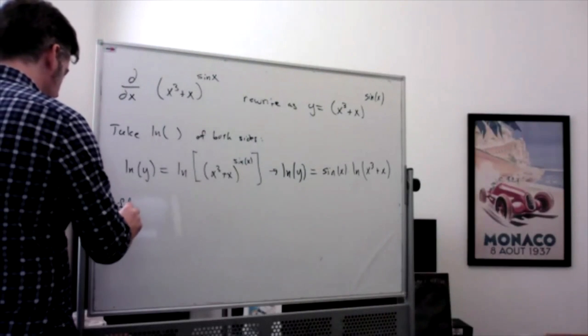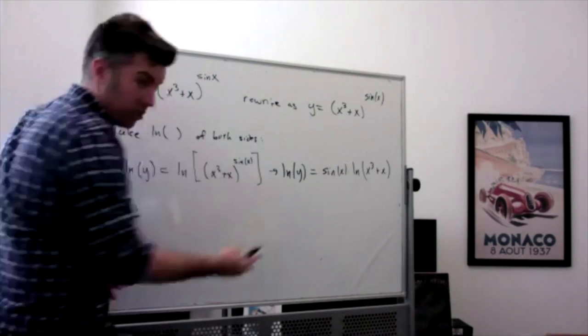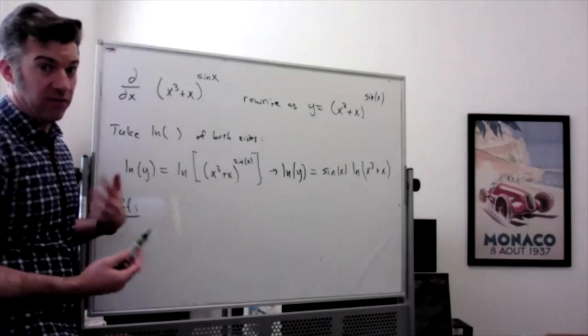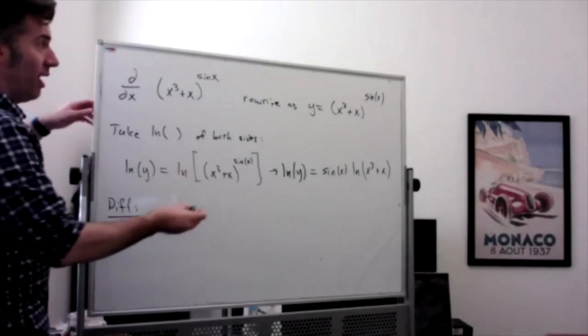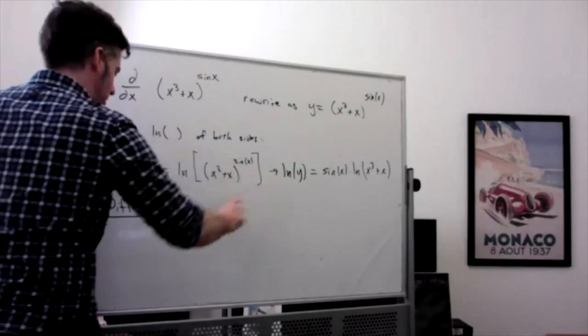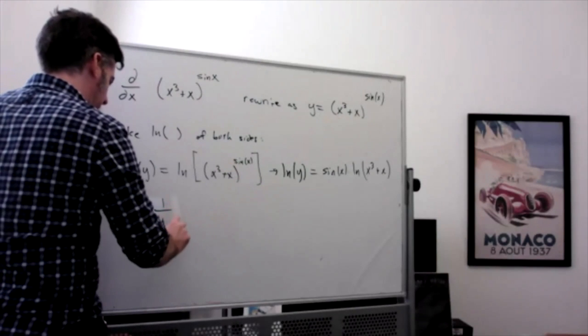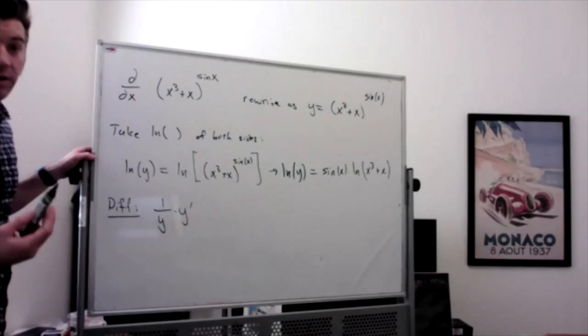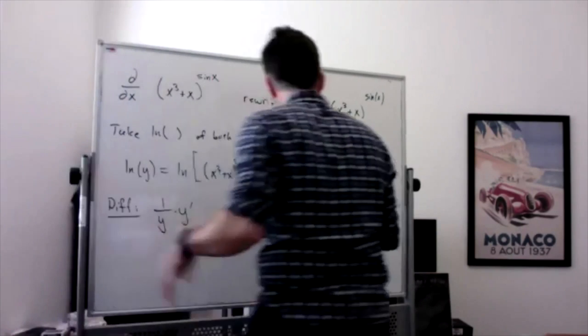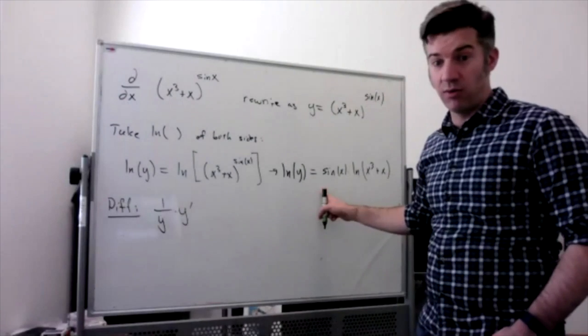The derivative of the natural log of y is always going to be 1 over y times y prime if we're thinking of y as a function of x. And y is definitely a function of x. So the derivative of the natural log of y is 1 over my y times my y prime, or 1 over my stuff times the derivative of my stuff. And then we're going to differentiate the right-hand side using the product rule.